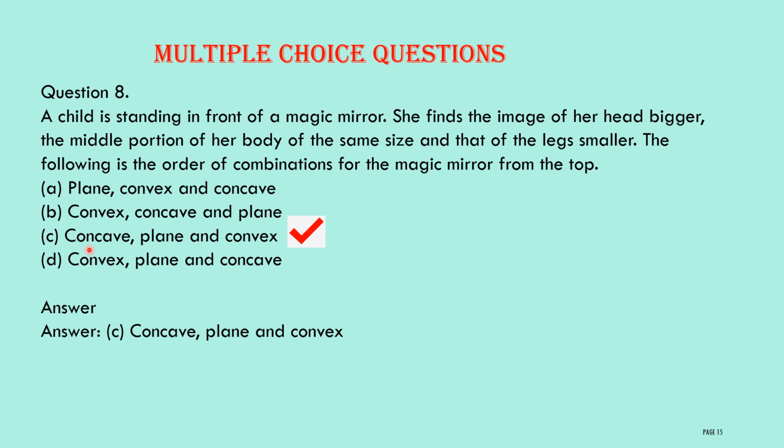In the case of a concave mirror, if you see your head, it will appear big. In the case of a plane mirror, you will get your exact image. Then in the case of a convex mirror, your image will get reduced. The size of the image is reduced compared to your original size. Therefore, option C is the correct answer.